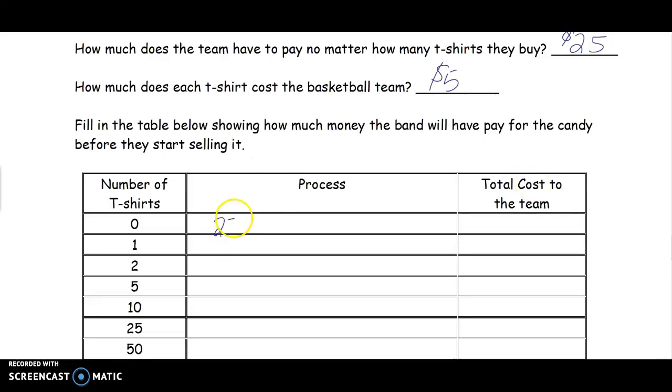Now, like we said, the $25 is one time. You're never going to change that. It's always $25. But even if you sell 0 shirts, you still have to pay the company that $25. If you sell 1 shirt, you would pay the company $25 plus 5, which gives you 30. So I want you to take a second and fill the rest of this out and find out how much it would cost the team to buy 50 shirts.